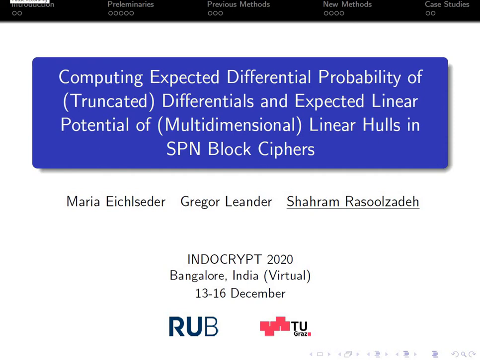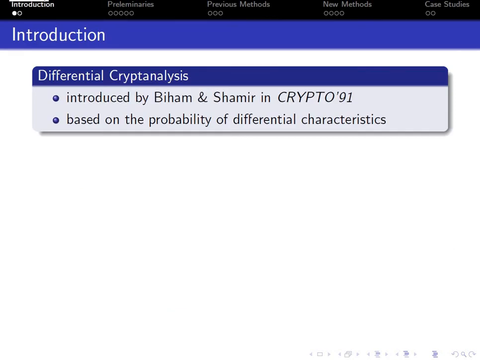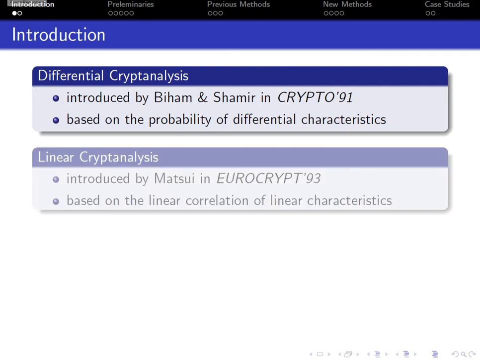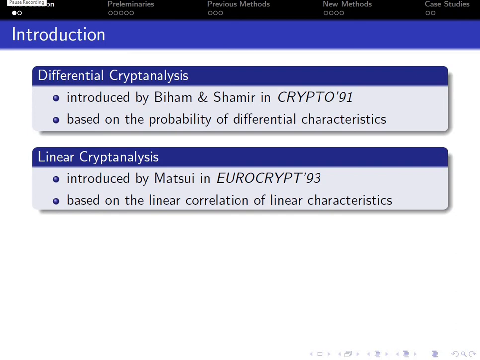Differential and linear cryptanalysis are two powerful statistical attacks on symmetric cryptography. Differential cryptanalysis was first introduced by Biham and Shamir in 1990 to analyze the security of the DES block cipher, and this attack was based on the probability of differential characteristics. And linear cryptanalysis was introduced by Matsui in 1993 to again analyze the security of the DES block cipher, and this attack was based on the linear correlation of linear characteristics.